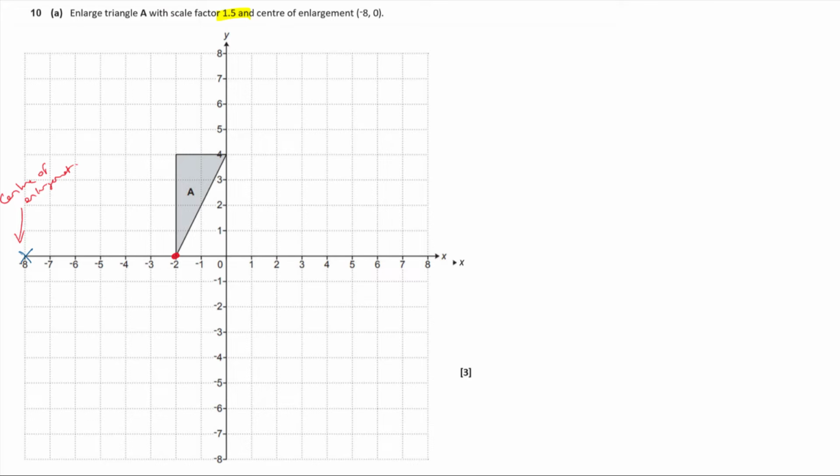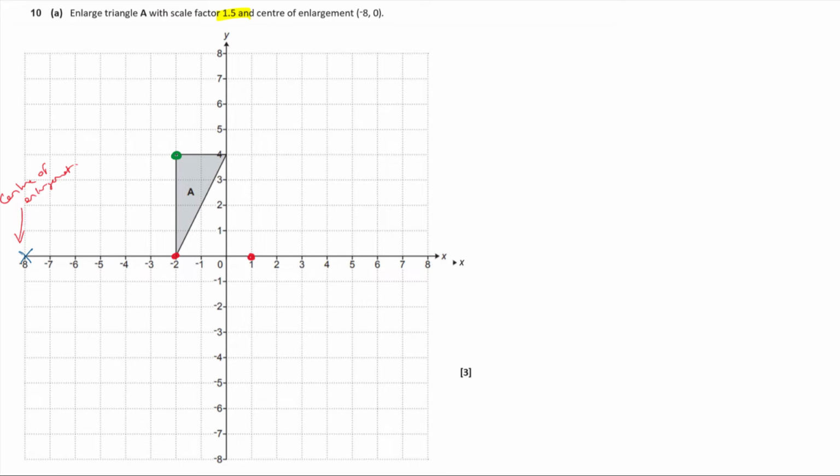So that means my image point is going to be 1, 2, 3, 4, 5, 6, 7, 8, 9 points away from the center of enlargement. It's going to be there at 1, 0. So that's my first point down there. Now my next corner up here.